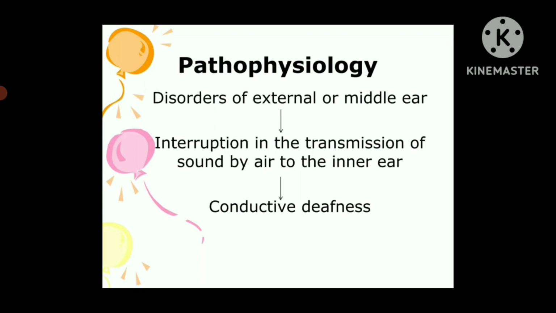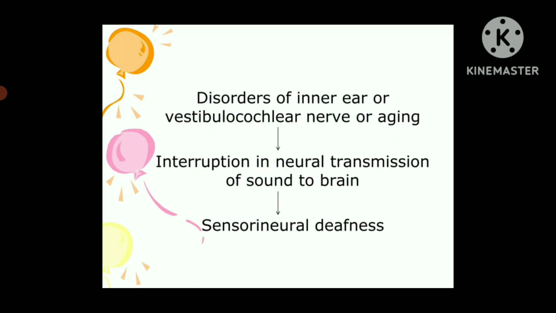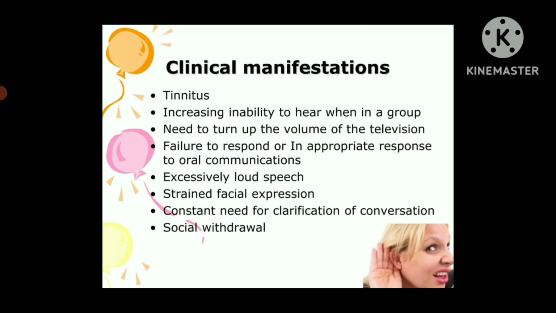Pathophysiology: a disorder of the external or middle ear leads to interruption in the transmission of sound by air to the inner ear and leads to conductive deafness, and a disorder of the inner ear, vestibulocochlear nerve or aging process leads to interruption in the neural transmission of sound to the brain and leads to sensorineural deafness. Clinical manifestations: tinnitus, increasing inability to hear when in a group, need to turn up the volume of the television, failure to respond or inappropriate response to oral communications, excessively loud speech, strained facial expression, constant need for clarification of conversation and social withdrawal.